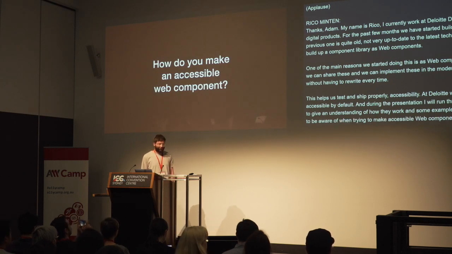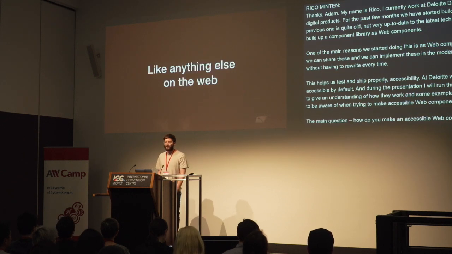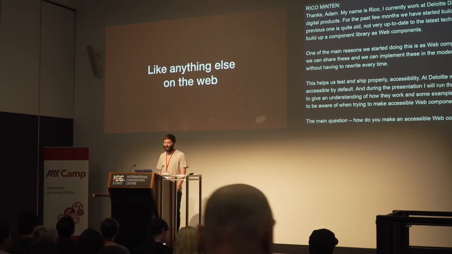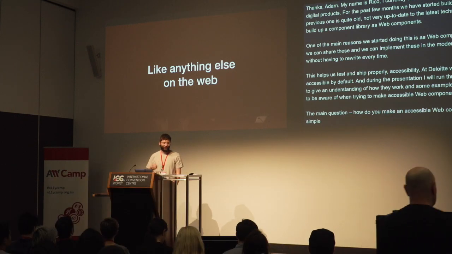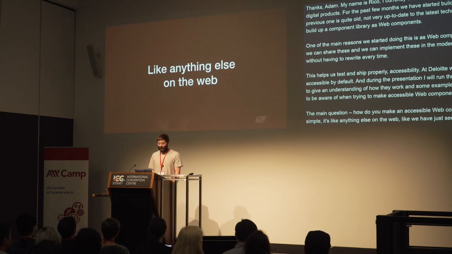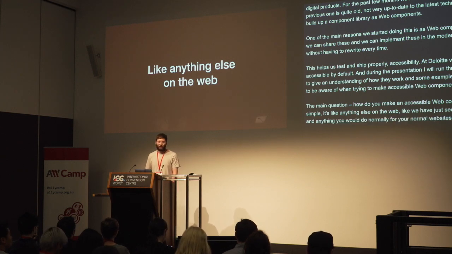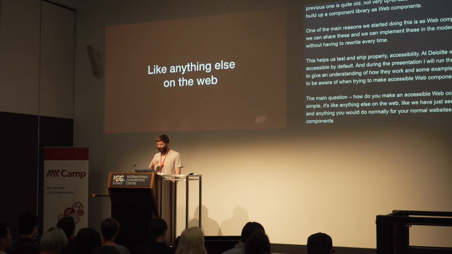So, main question: how do you make an accessible web component? And the answer is really quite simple. It's like anything else on the web. Like we've just seen from Ben, you just write semantic HTML, use the proper tags, and anything you would do normally for your normal websites, you do the same thing for web components. The same rules apply within this context.